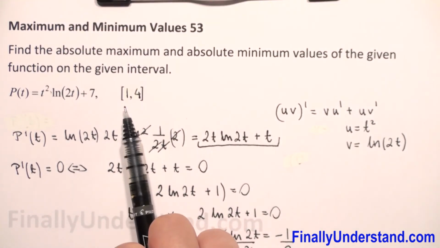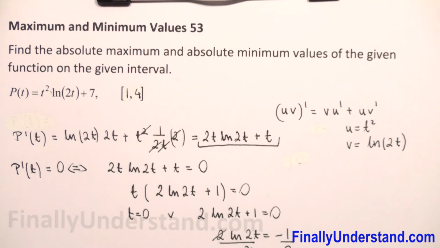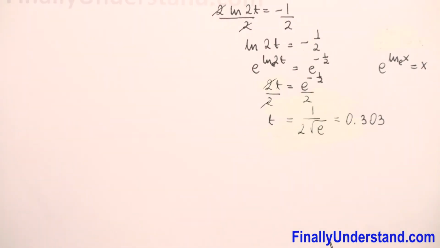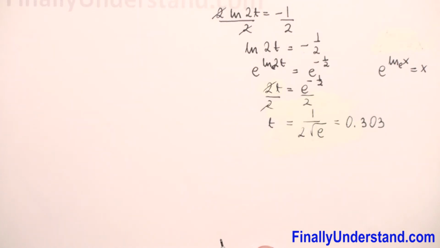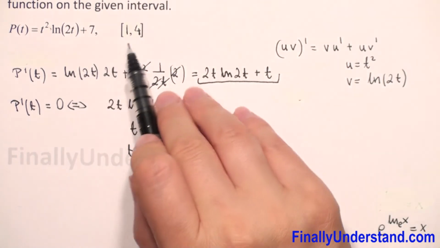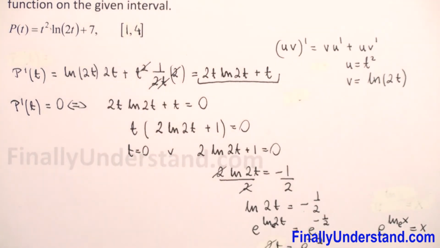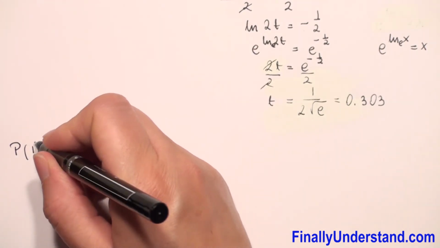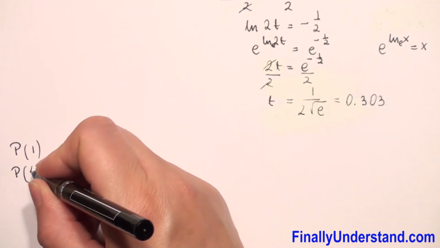We have to check if this value belongs to our interval. We have the interval from 1 to 4, so 0.303 doesn't belong. We don't have critical points. It means we have to calculate the value of our function for the endpoints, so for 1 and for 4. So P of 1 and P of 4.